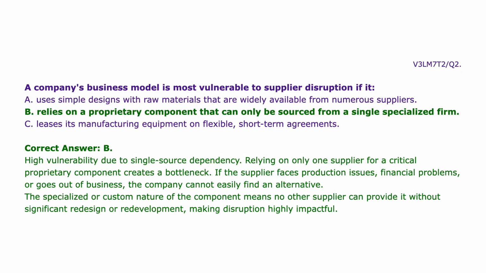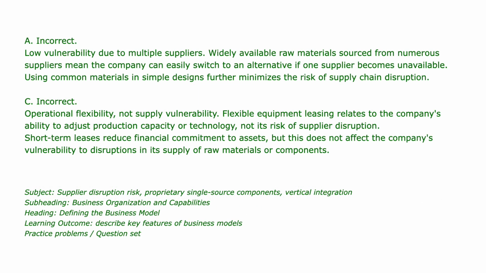Correct answer, B. Single source dependency on a critical proprietary component creates a bottleneck, risking disruption if the supplier faces issues. A. Incorrect. Low vulnerability due to multiple suppliers and common materials. C. Incorrect. Flexible equipment leasing enhances operational flexibility, not supply vulnerability.